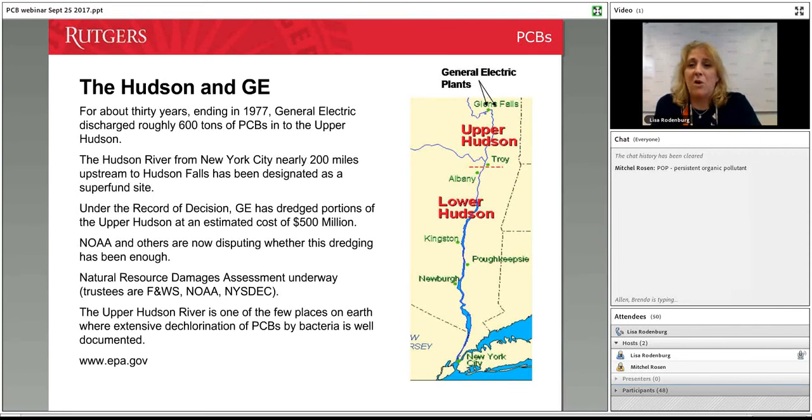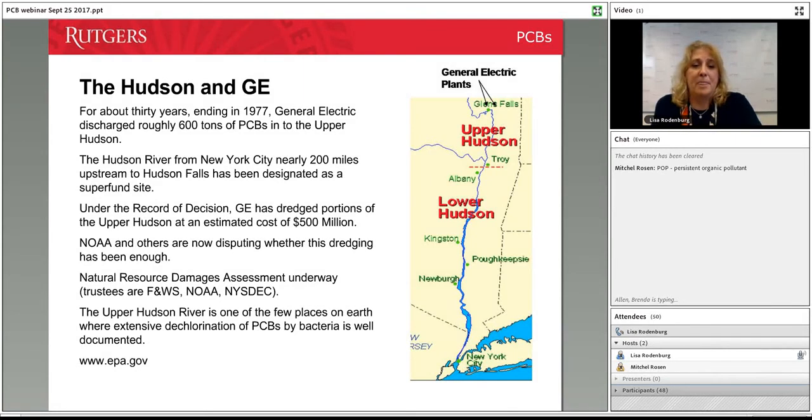And so you're probably already aware that the Hudson River is one giant Superfund site. For about 30 years, ending when PCBs were banned in 1977, General Electric was discharging PCBs into the upper Hudson River. And it flows from there, from those 2 plants up in Glens Falls, it flows about 200 miles downstream to New York City, and that entire stretch is a big Superfund site.